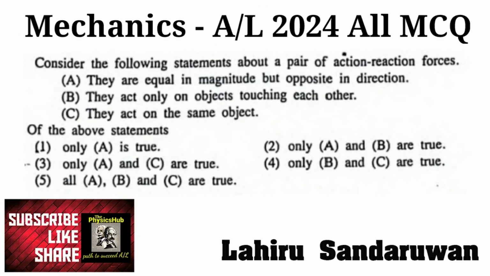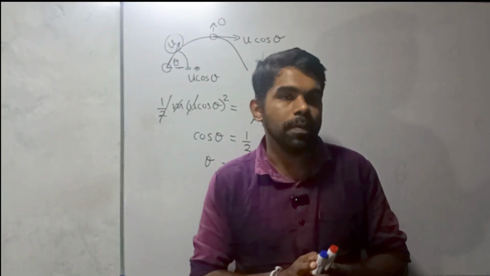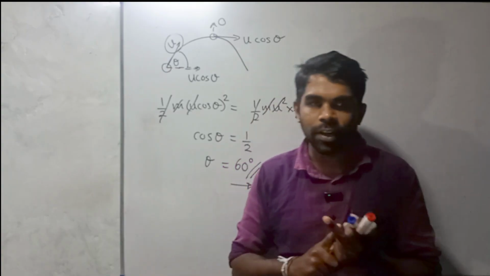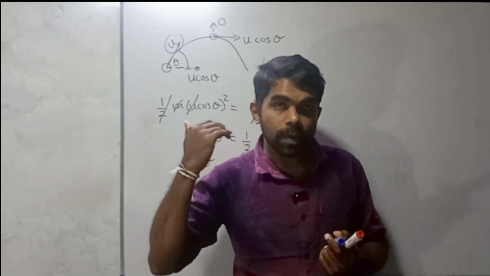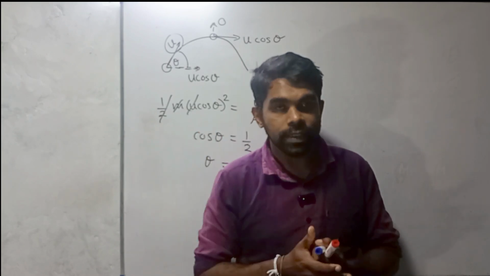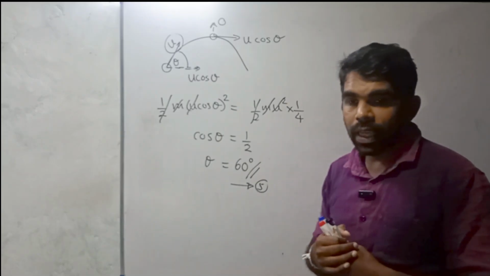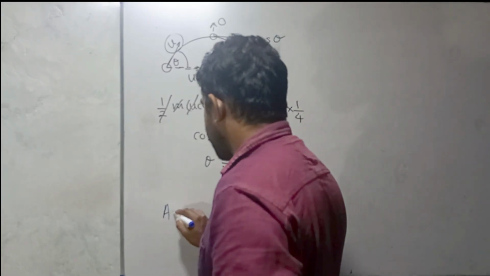Question number 2. Consider the following statements about a pair of action-reaction forces. We know that there are 4 main properties for action and reaction. First one, equal in magnitude. Second one, opposite in direction. Third one, acting on the same line of action. Fourth one, acting on 2 bodies. First, statement A: they are equal in magnitude but opposite in direction. Yes, it is correct. Statement A is correct.